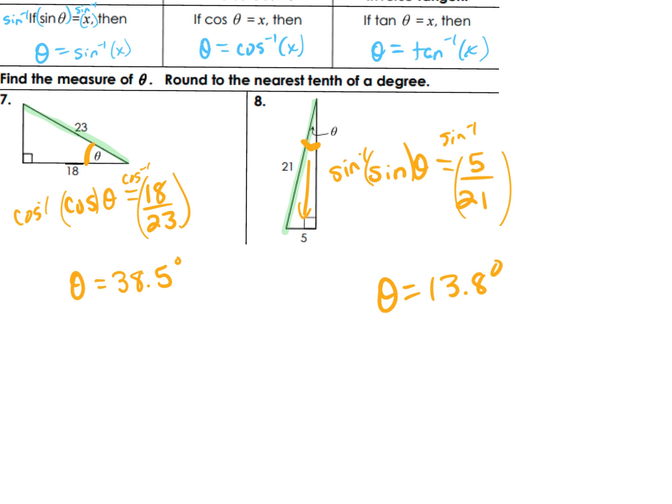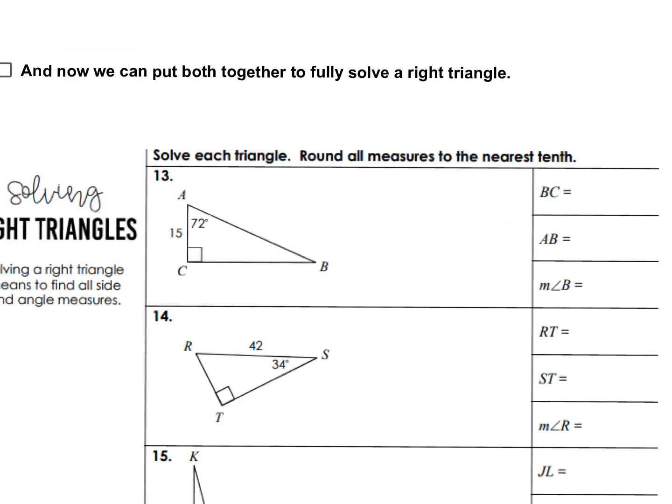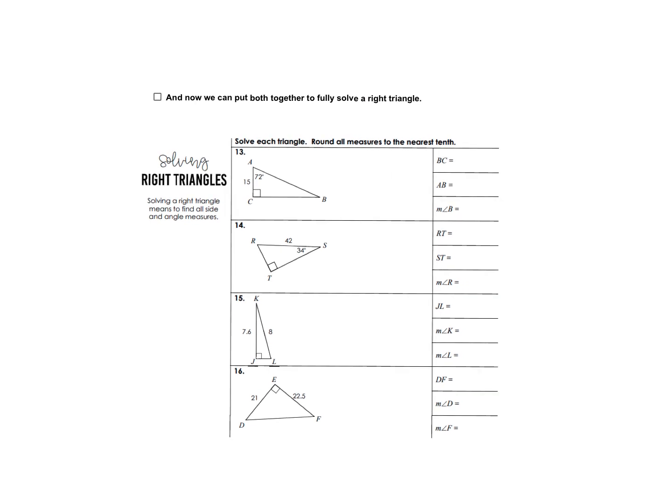Okay, questions on any of that? Because now we're extending this to solving the whole triangle. If you notice what it's saying here, solving a right triangle means to find all side and angle measures that are missing. Start with that. Right. Put the fraction.